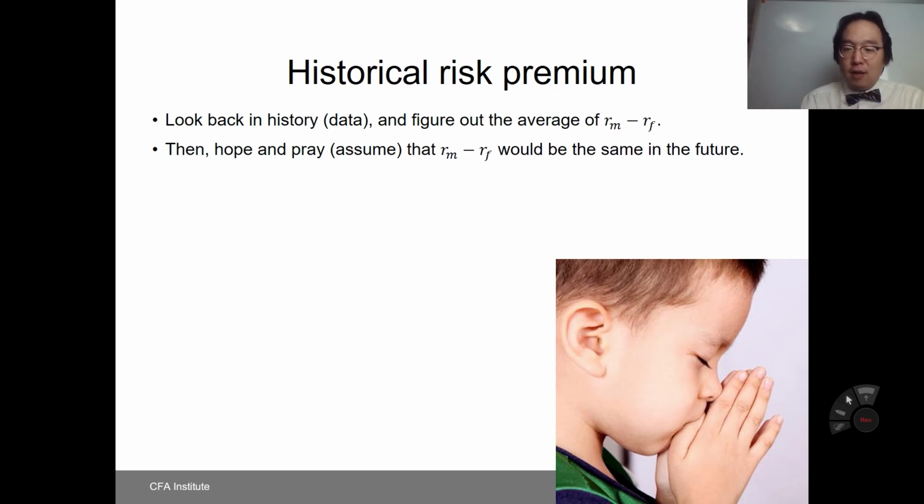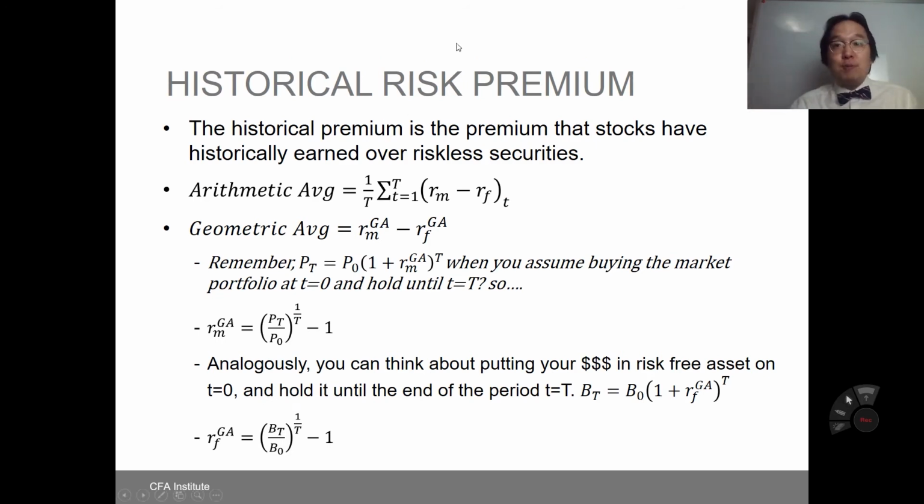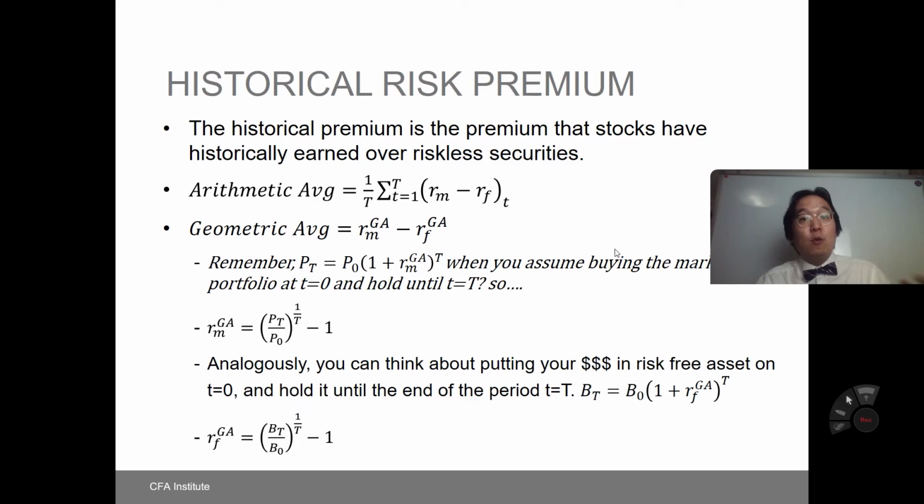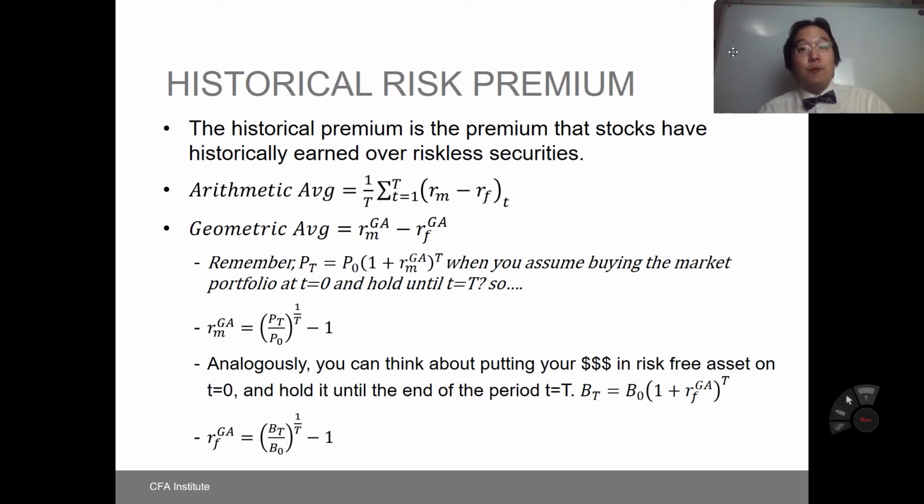Okay, good luck. The historical premium that stocks have earned over riskless securities comes in two different forms, arithmetic average and geometric average, right? Arithmetic average is what you learned in statistics, right? Take the sum and divide by the number of observations. The values you get are RM minus RF, the return on your market portfolio minus the return on your risk-free asset, time point by time point. And then you divide by the number of observations. Okay, take the average, that's it.